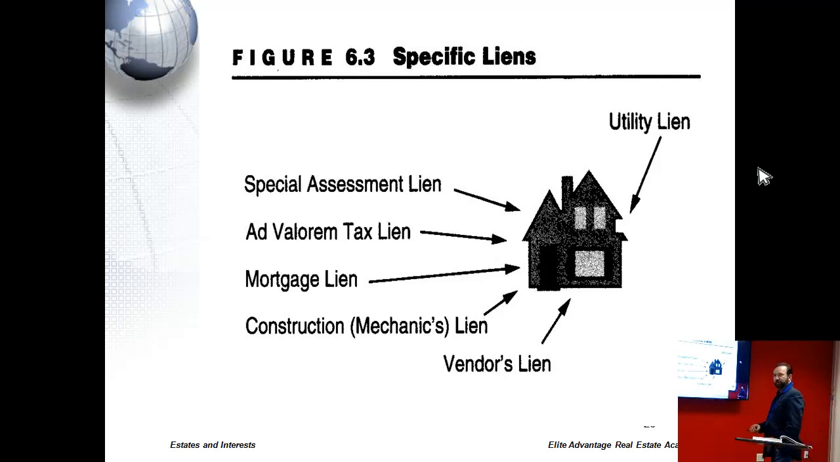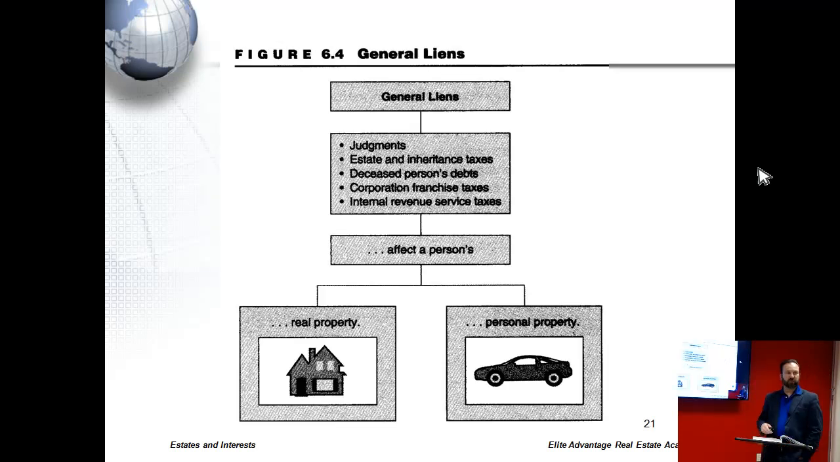However, if you have a credit card that you didn't pay and there's a money judgment against you, that's against you, not the real estate, right? Now, if the title company did attach to all your assets, it could be a problem, but it's against you personally. So that's the difference here. Figure 6.3 talks about the specific liens and shows you in a chart how that works: utility liens against the property, ad valorem lien against the property, mortgage against the property, special assessment against the property.